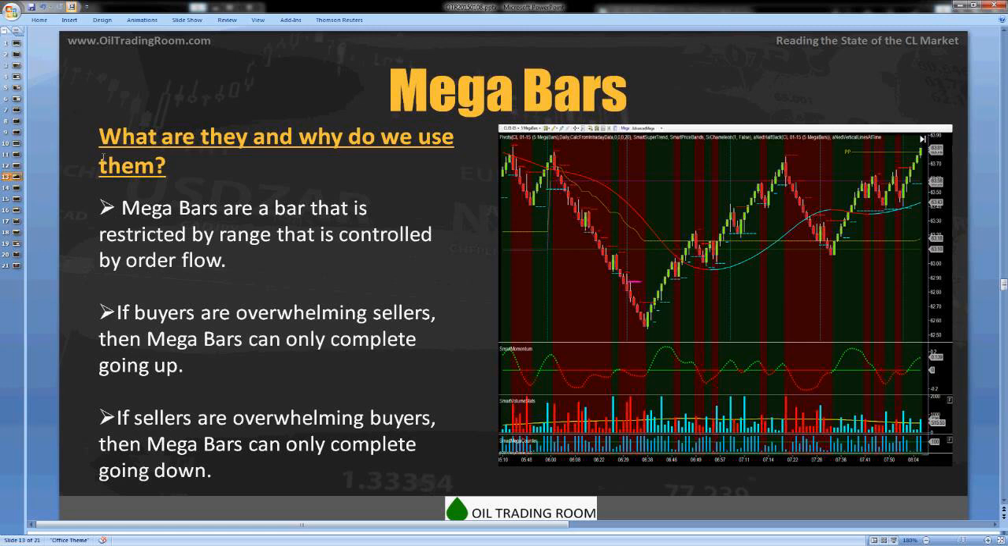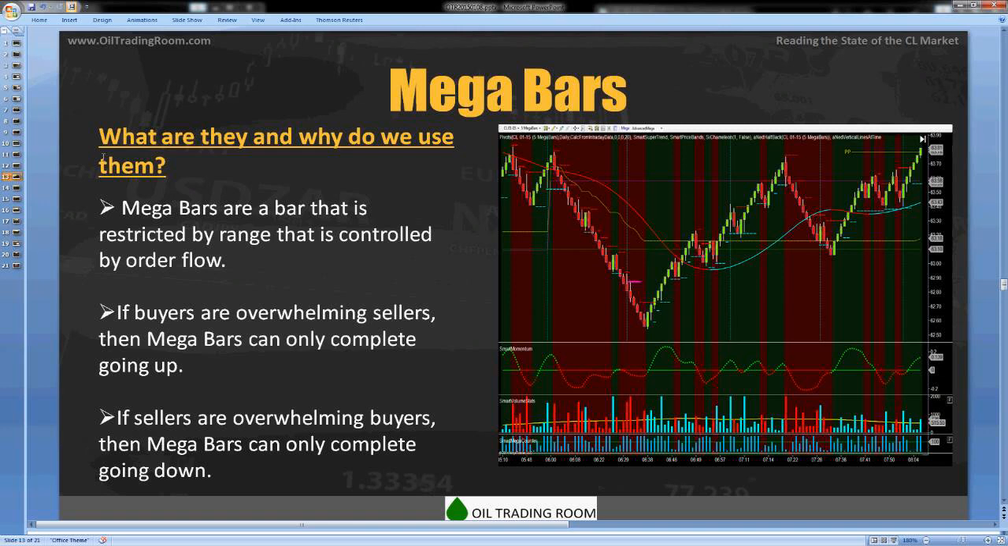So Megabars are a bar that is restricted by range and that is controlled by order flow. That's really the entire description of the bar right there. It's restricted by range in that the bars themselves are 5 ticks tall, and on a reversal bar, they're 10 ticks tall. And so they're restricted by range, but they're controlled by order flow. And so there is a mechanism in place that will not allow one of these bars to complete unless the order flow is in agreement with the direction and movement in the bar.